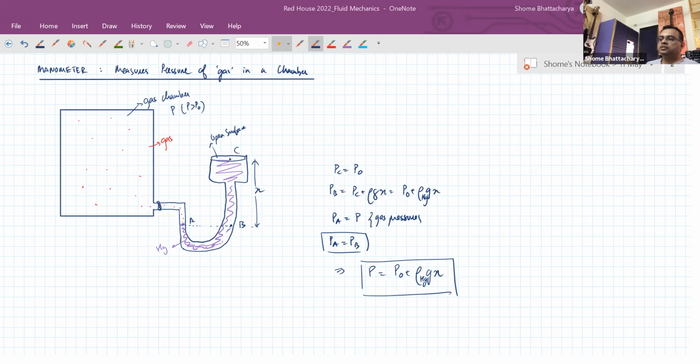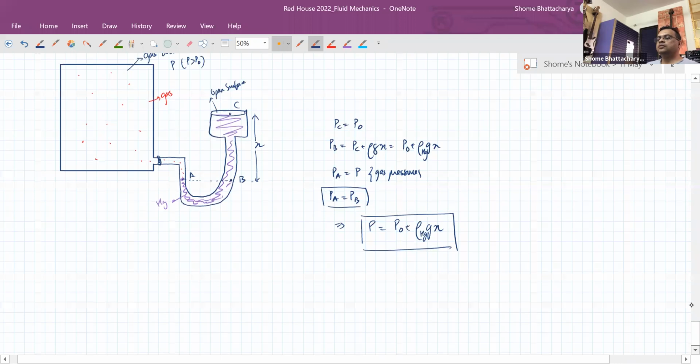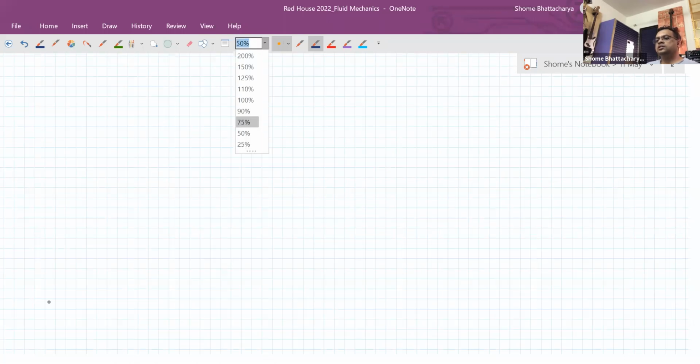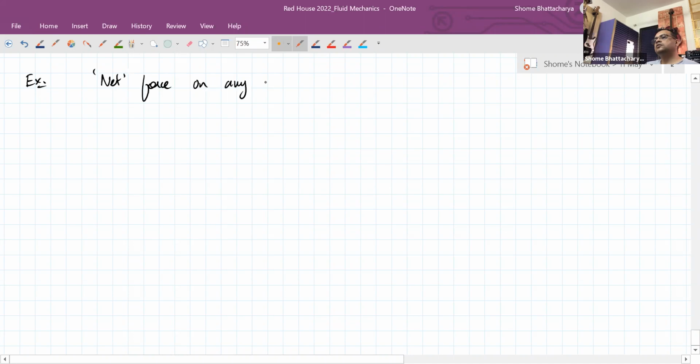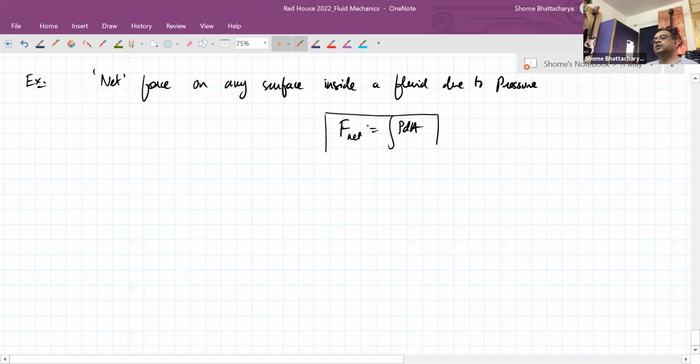Okay, now the next application example you will see is related to the hydrostatic pressure concept or gauge pressure concept. It is an example relating to the net force on any surface inside a fluid due to pressure. So the idea is that the net force is calculated by integrating pressure over area. This idea like this, okay.